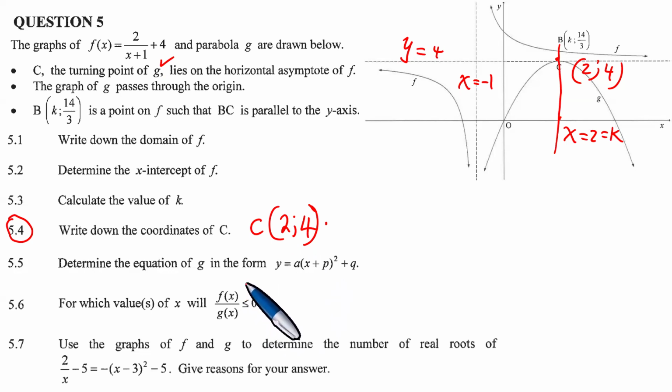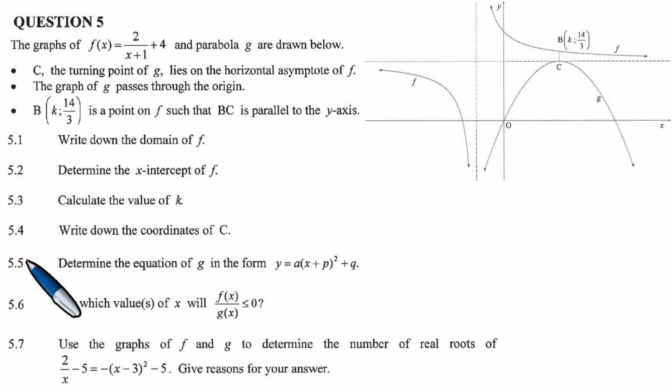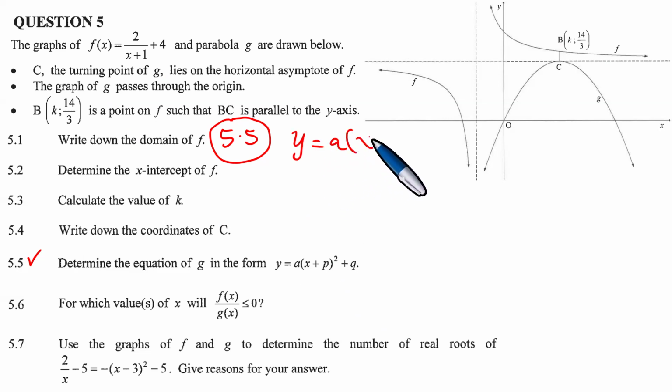Determine the equation of G in that form. Now I want to find the equation of G, which is the parabola, 5.5. Let us look at 5.5. To solve 5.5, we need to find the equation of G. And what is G? G is the parabola, so it must be in this form: y equals a(x plus p) squared plus q.